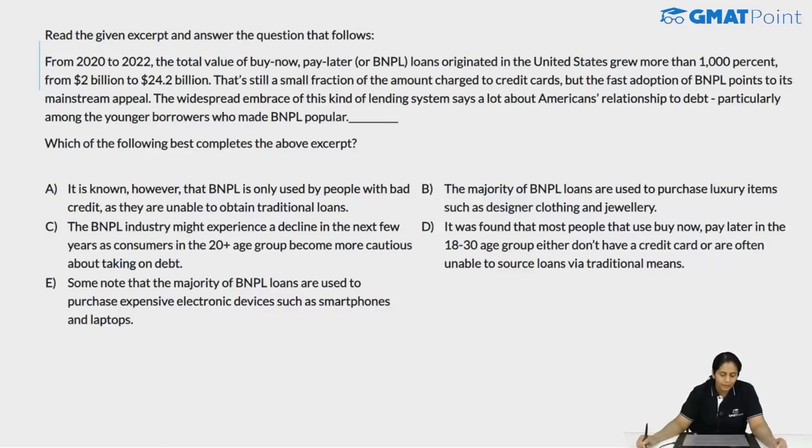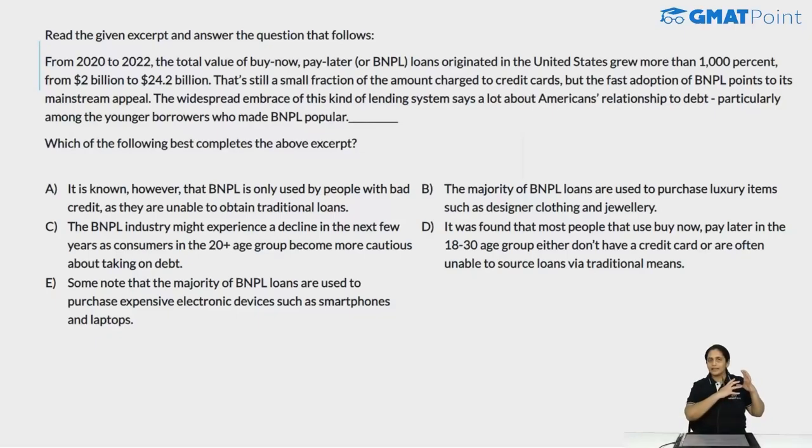From 2020 to 2022, the total value of buy now, pay later or BNPL loans originated in the United States grew more than 1,000% from $2 billion to $24.2 billion. That's still a small fraction of the amount charged to credit cards, but the fast adoption of BNPL points to its mainstream appeal. The widespread embrace of this kind of lending system says a lot about Americans' relationship to debt, particularly among the younger borrowers who made BNPL popular.